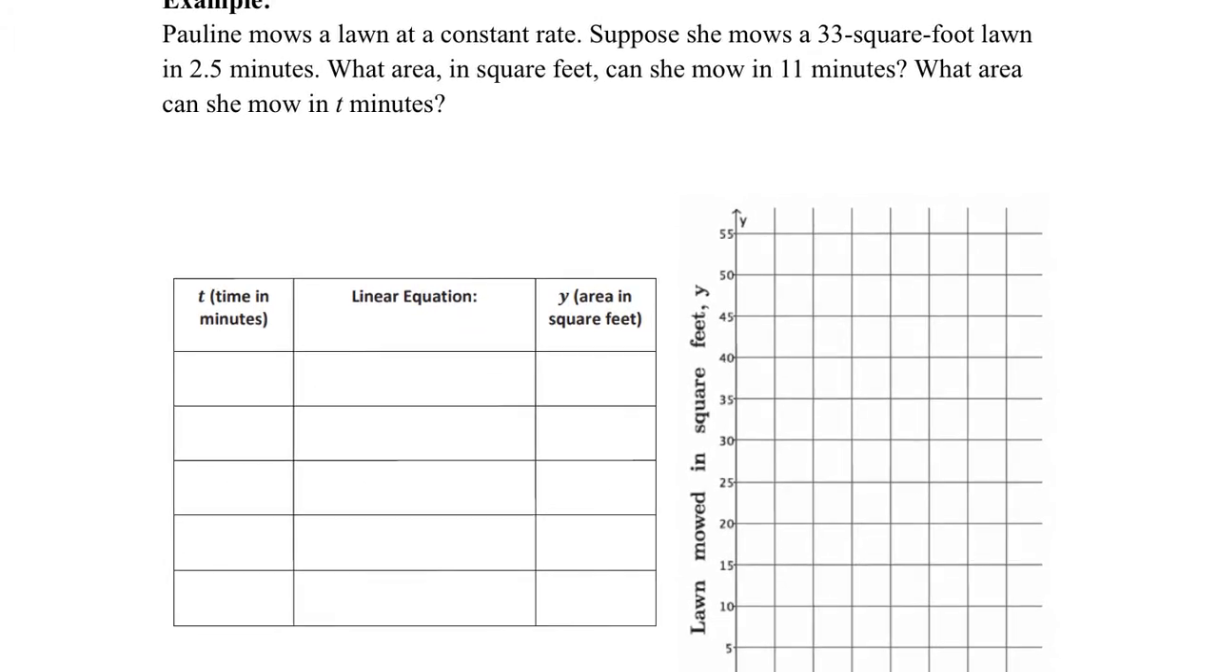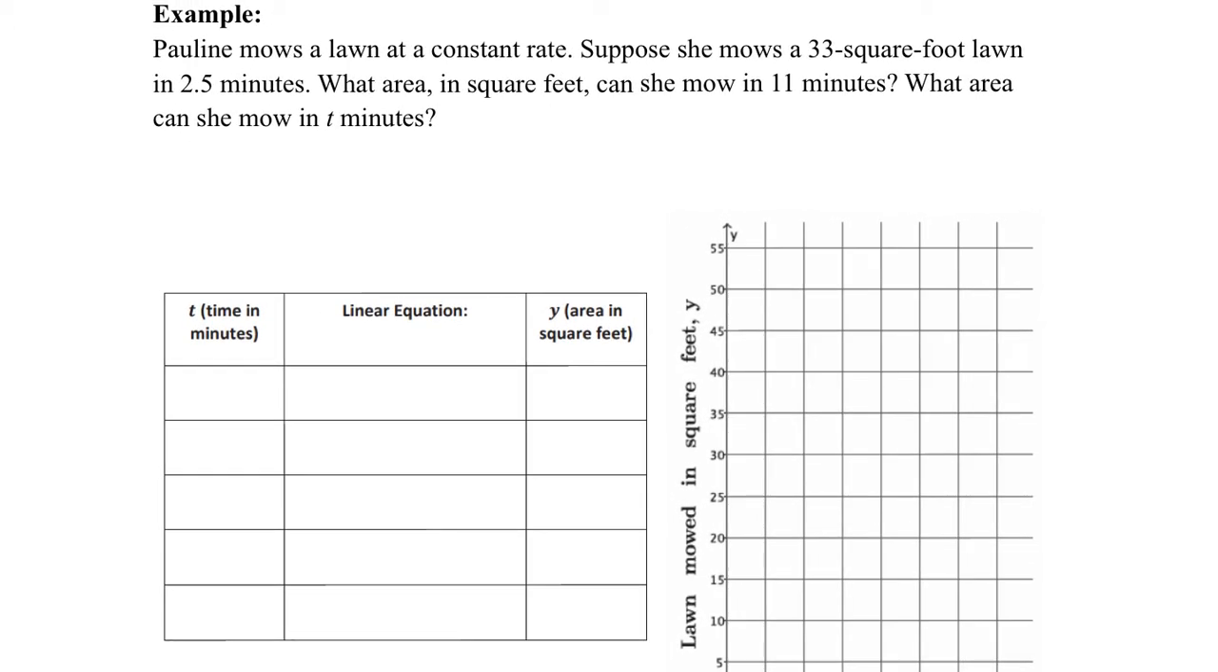So let's look at this example. Pauline mows a lawn at a constant rate. So as soon as I see constant rate, I know that I can represent this with a two-variable equation. So suppose she mows a 33 square foot lawn in 2.5 minutes. What area in square feet can she mow in 11 minutes? What area can she mow in T minutes?